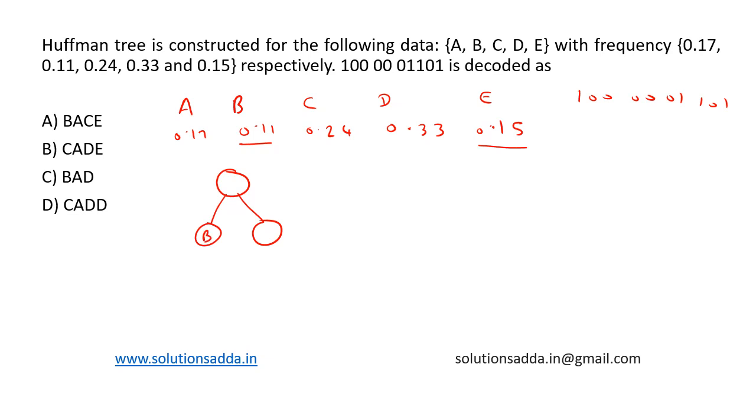B and E. And the values are 0.11, 0.15. The sum would be 0.26. This is the first tree. Now we have the following values inside this. That is 0.17, 0.24, 0.33 and 0.26. Now we select the top two smallest values, that is 0.17 and 0.24.